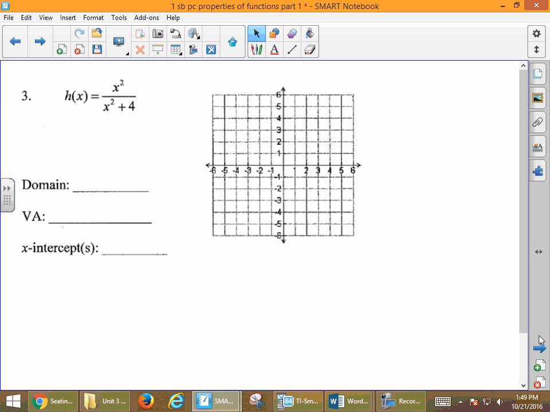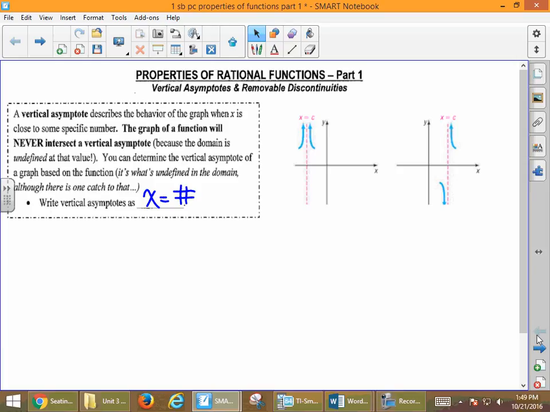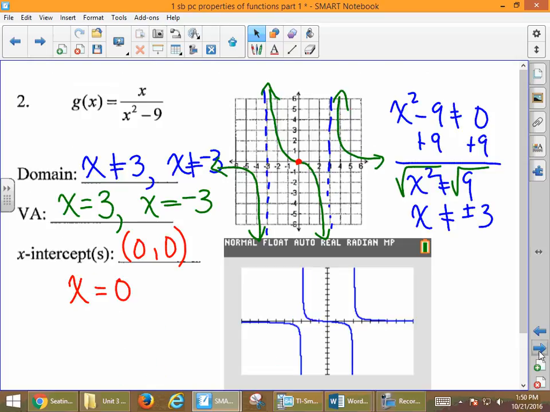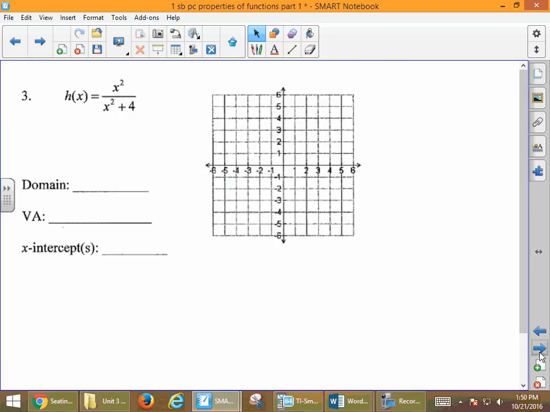Look back at your definition. It describes the behavior of the graph when x is close to some specific number. It's a line that the graph approaches but never quite touches. And that's what our dotted lines are in example 1, in example 2. And then we'll see what we get on example 3.